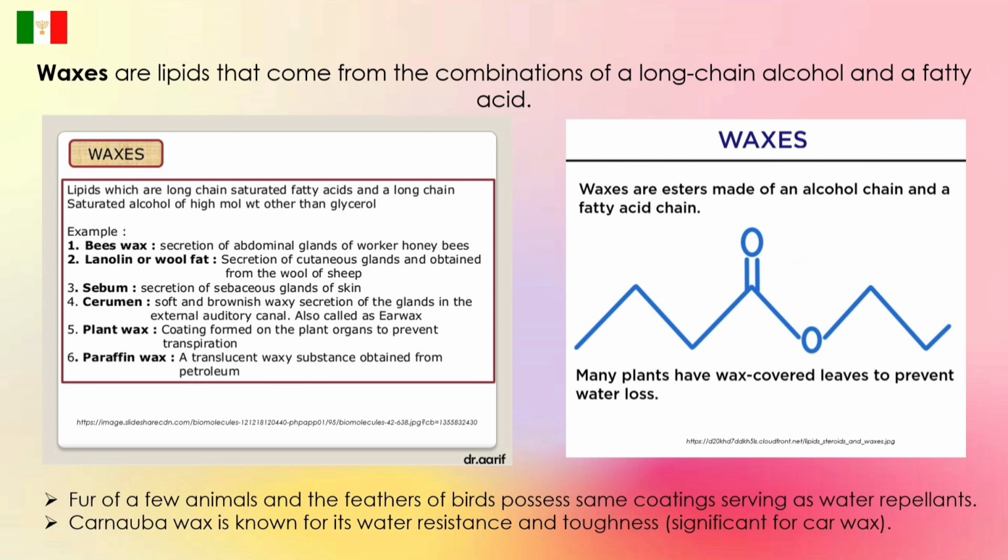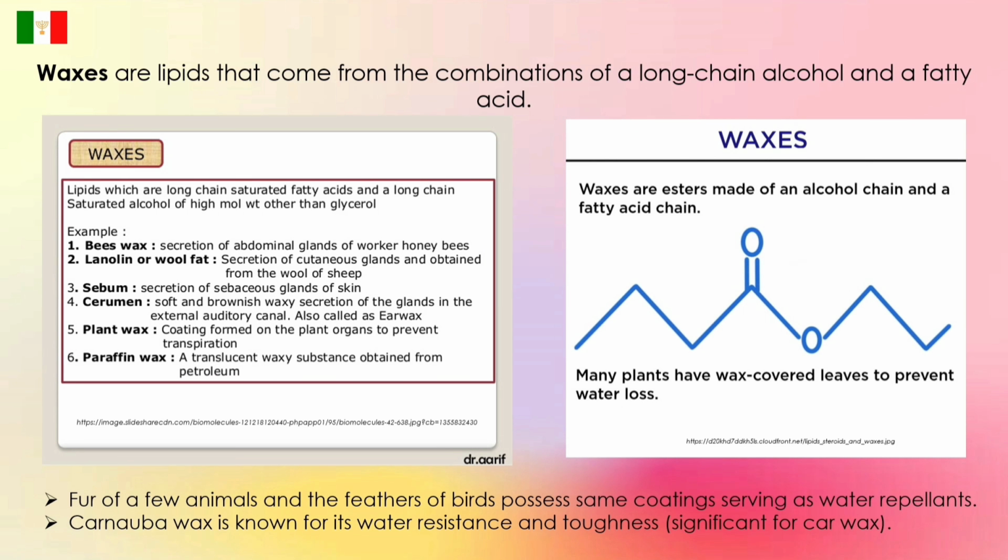Waxes. Waxes are lipids that come from the combinations of a long-chain alcohol and a fatty acid. Waxes are found almost everywhere. Fruits and leaves of many plants possess waxy coatings that can safeguard them from small predators and dehydration. Fur of a few animals and the feathers of birds possess the same coatings, serving as water repellents. Carnauba wax is known for its water resistance and toughness.